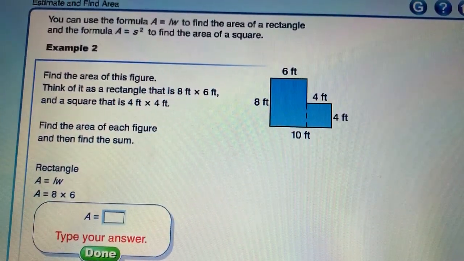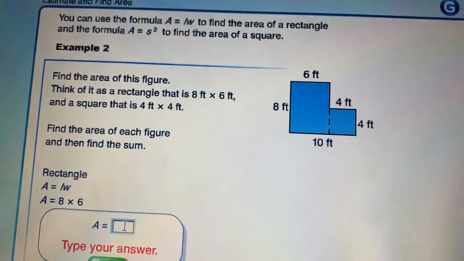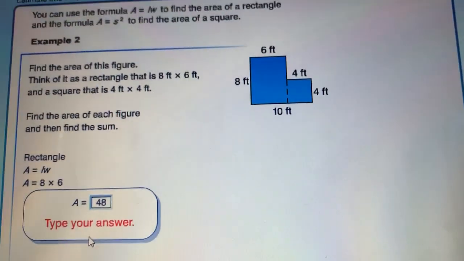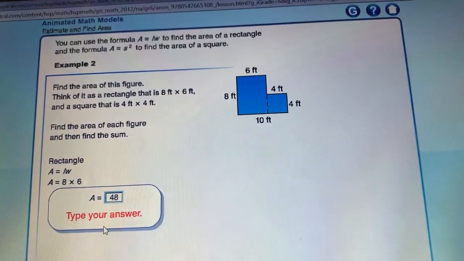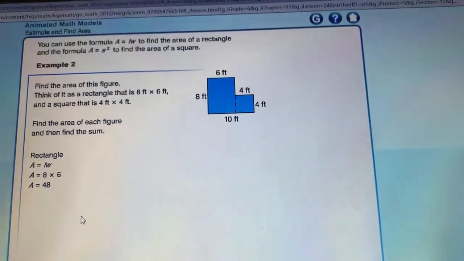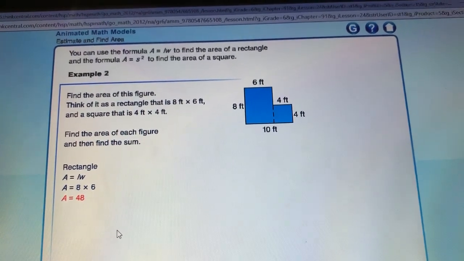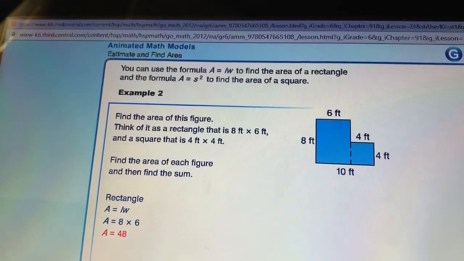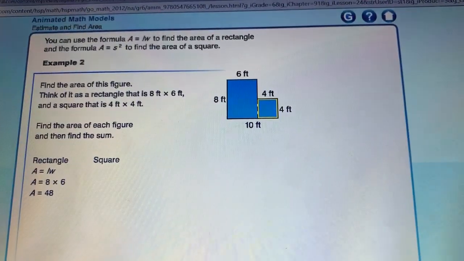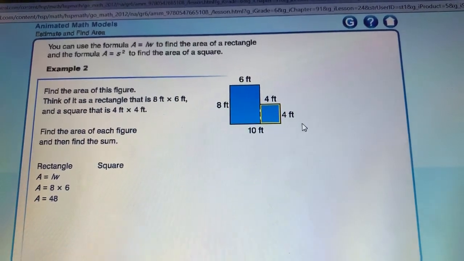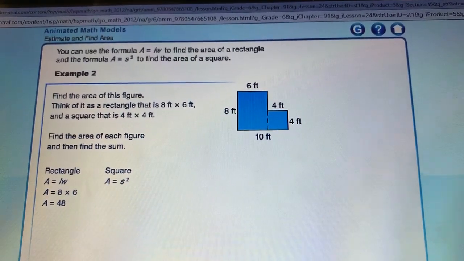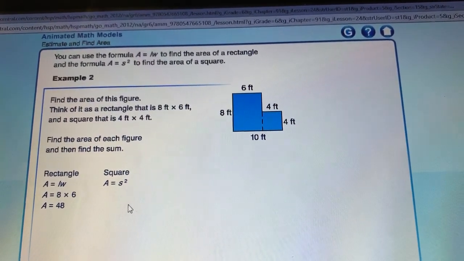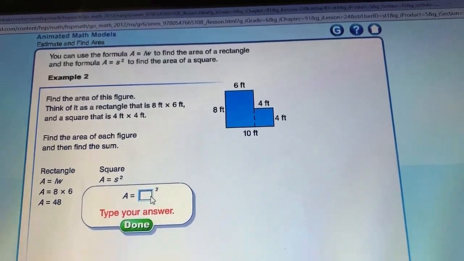So we're going to add those two together. Here, then, it's going to be 48. 8 times 6 is 48. And we are then going to move on to the other part. We're going to do the square, and the square is 4 times 4, which is 16. And then we are going to add those two together.